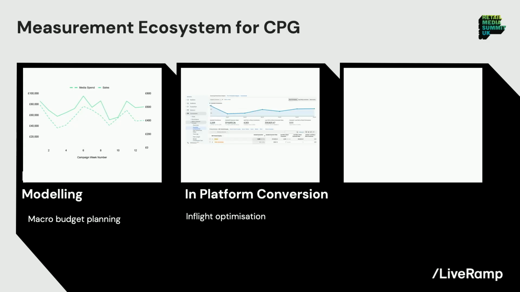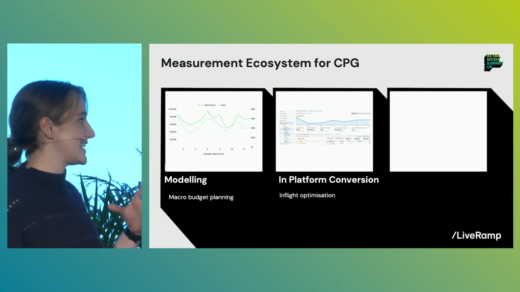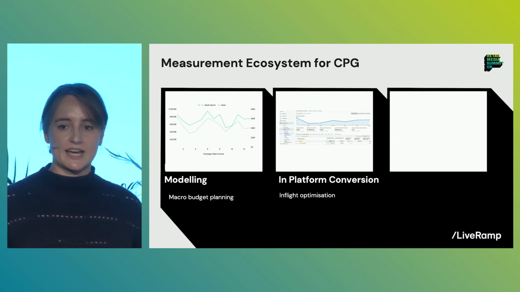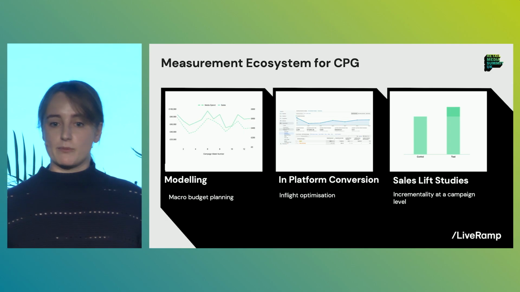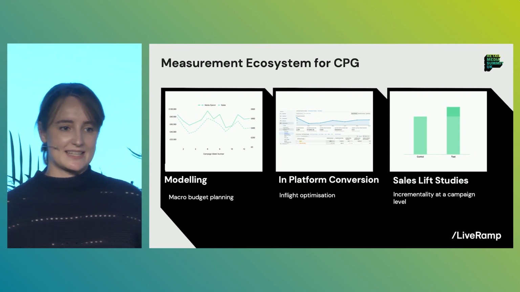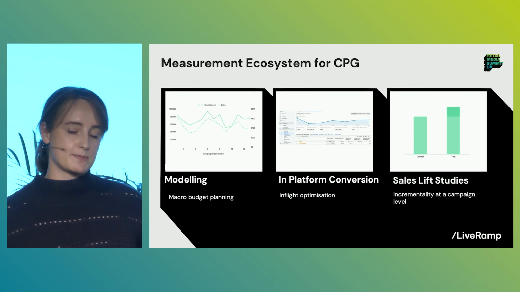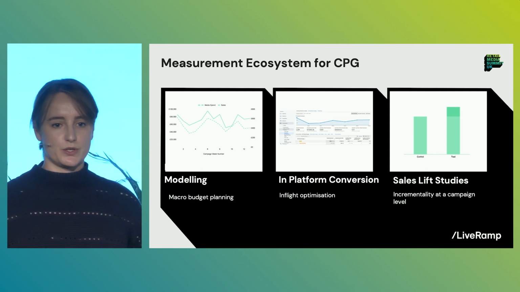If you're lucky, you might be doing some in-platform conversion reporting. So we're starting to see more of this now as retailers open up their data for retail media, but actually passing transaction data into platform, allowing for in-flight optimization. But this one has always been trickier. And then the last piece of the puzzle being the sales lift studies, where you're able to do incrementality at a campaign level, setting up a control group to use as a baseline to understand what's the natural purchase behavior for your brand, and then seeing anything above and beyond that is incremental due to the media.